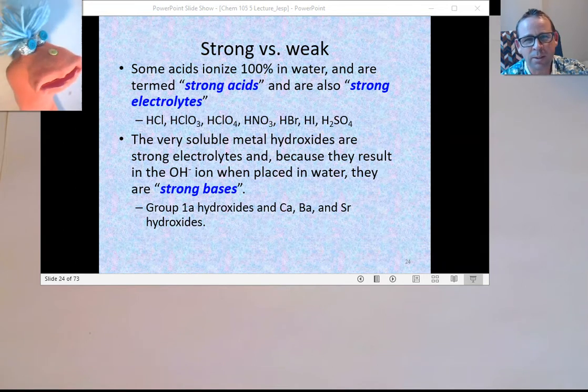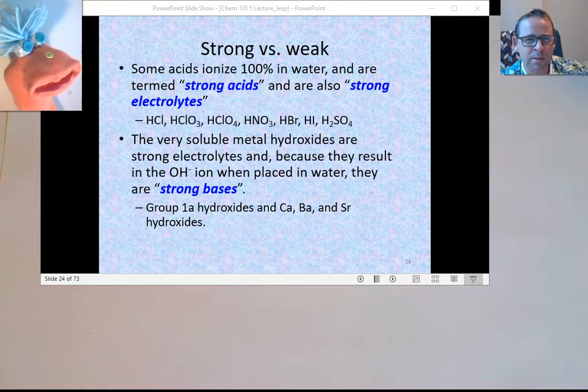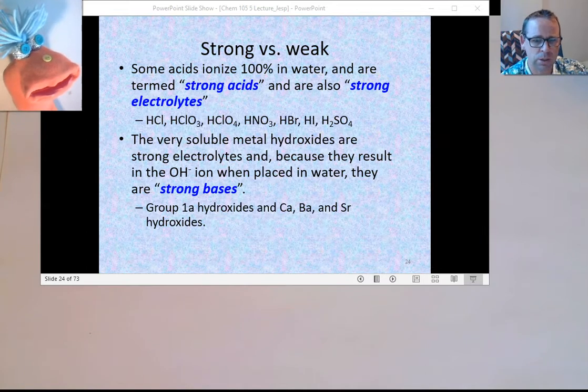All right, so we've talked a little bit already about what strong and weak mean when we're talking about acids and bases, but we want to remind ourselves so we don't forget. It's not that this acid or this base is so strong it's going to kill Batman or melt your face off or something like that, right? When we're talking about strength of acids, all we're referring to is the degree to which the acid dissociates.